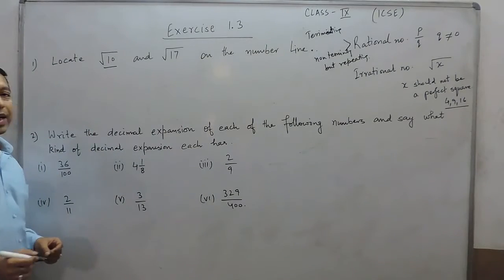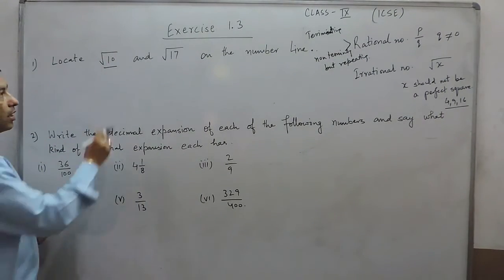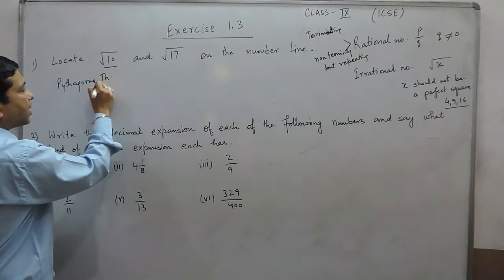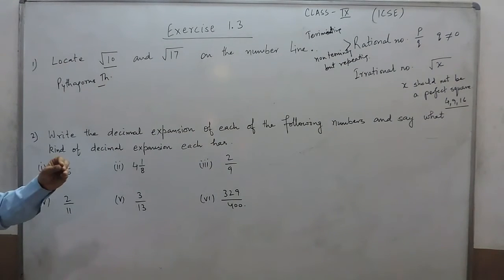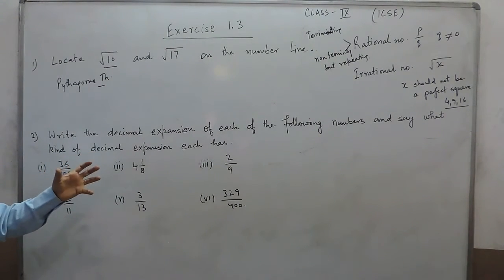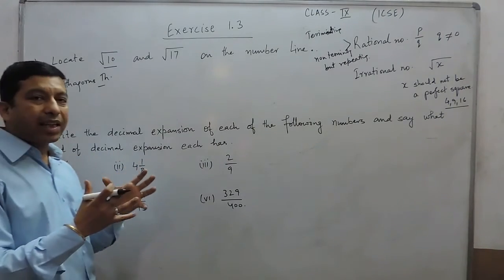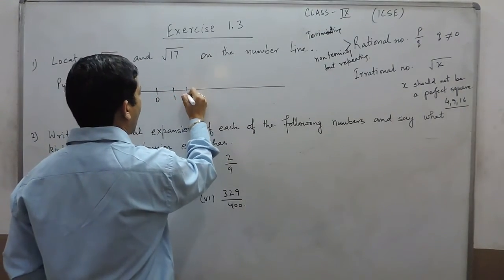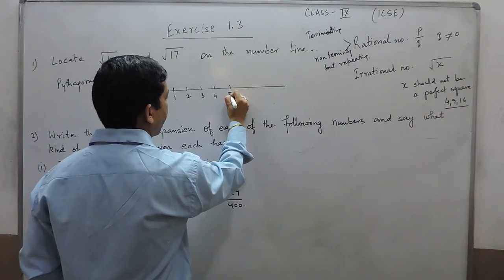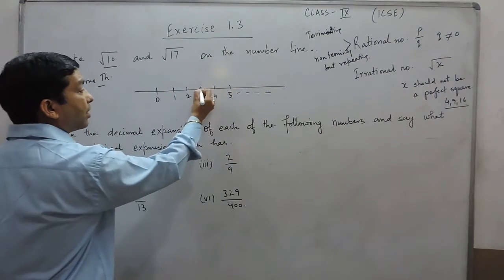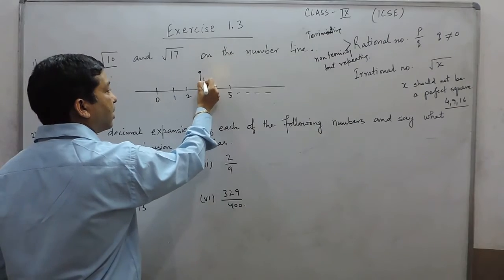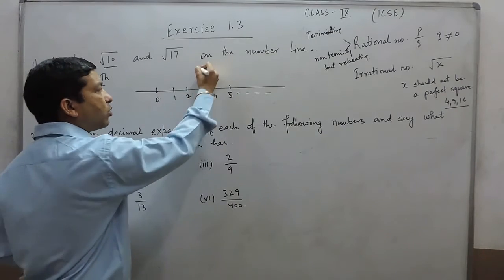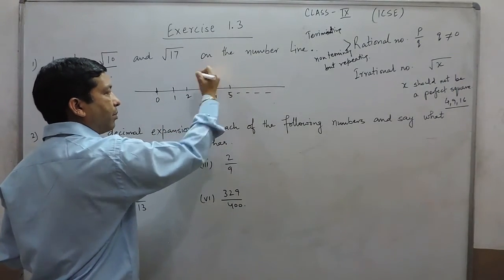So when we have to locate under root 10 on a number line, we have to use the Pythagoras theorem. We know that 3 square is 9 and 1 square is 1, and if we add them, it becomes 10. So on a number line where it is 0, 1, 2, 3, 4, 5 and so on, on 3 we mark 1. From 0 to 3 it is 3, and from 3 to this point we are marking 1 centimeter.